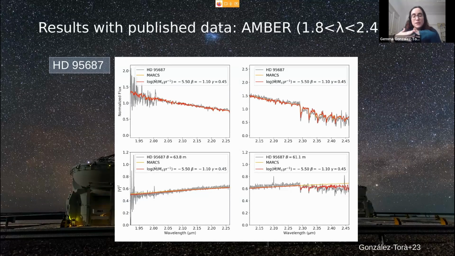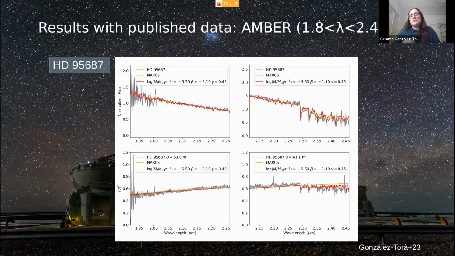So you can see in gray, this is the data. In orange is the MARCS model, so the initial model without any extension. And then in red is our best fit model for this star. So when you check both fluxes, both panels that you see up here, basically everything coincides. So the data, the MARCS model, and our model are almost the same, which is actually great because the initial paper of this data is using MARCS.